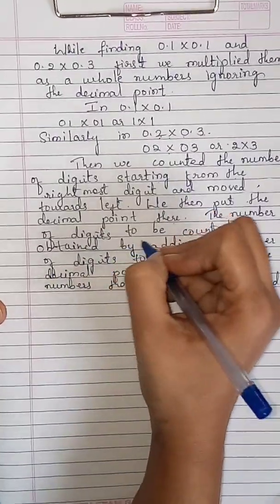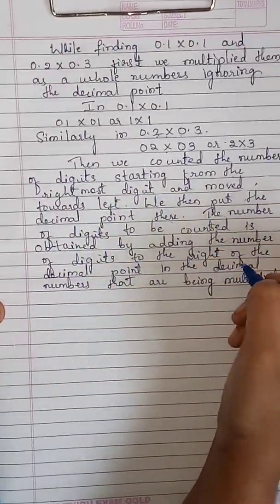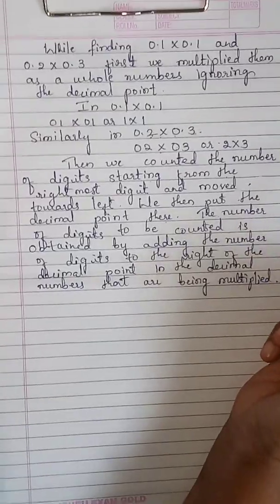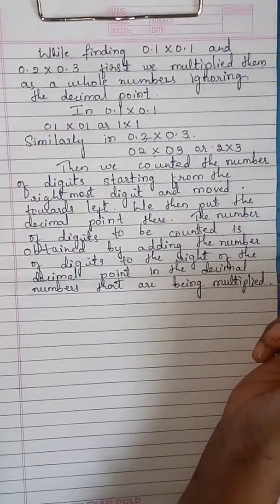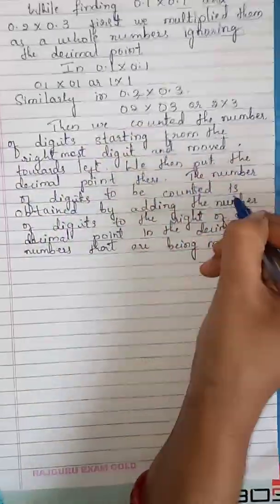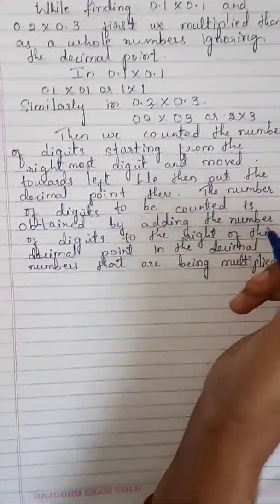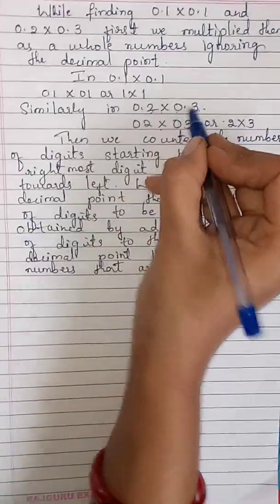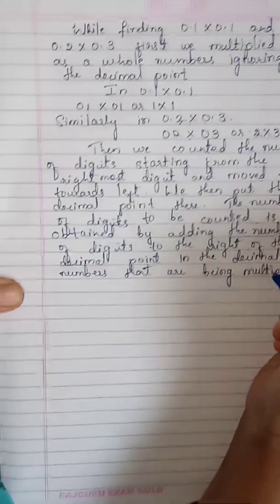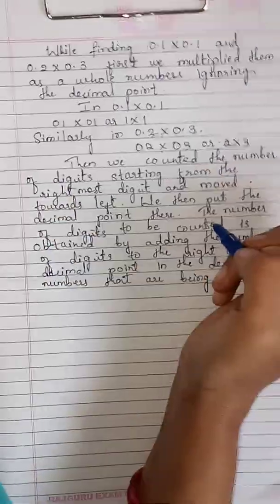The number of digits to be counted is obtained by adding the number of digits to the right of the decimal point in the decimal numbers that are being multiplied. See children, here 1 and 1 means 2 digits, total 2 digits in the rightmost place in the decimal numbers that are being multiplied.